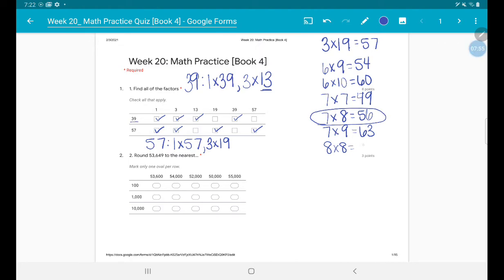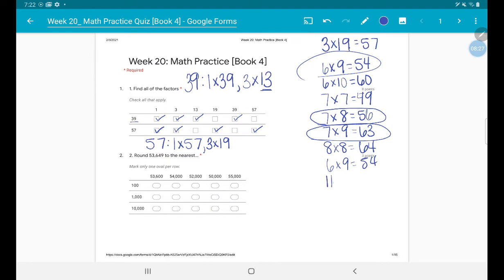Eight times 8 is 64. That skips over 57, so 8's not going to be a factor. Okay. We said that 7 times 9 right here was 63. If I go back to 6 times 9, it's 54. We had that up here also, so that skips over 57. 9's not a factor. We know 10 won't be a factor because it does not end in a 0.